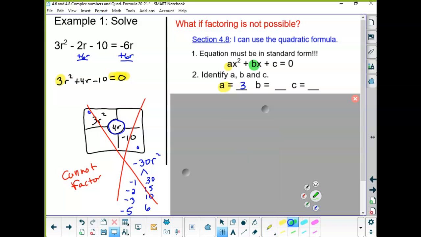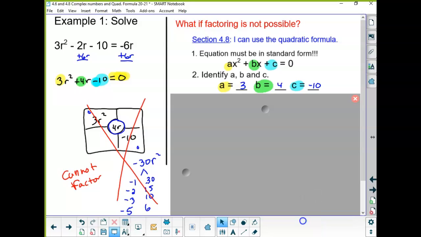The B value is the number in front of the single variable. So in this case, what's in front of the R is the 4. And then the last one, the C value, is going to be the single constant. The reason, in my mind, why we call it C is that it stands for constant. And the negative 10, notice how I'm including that negative, the negative 10 is the constant.